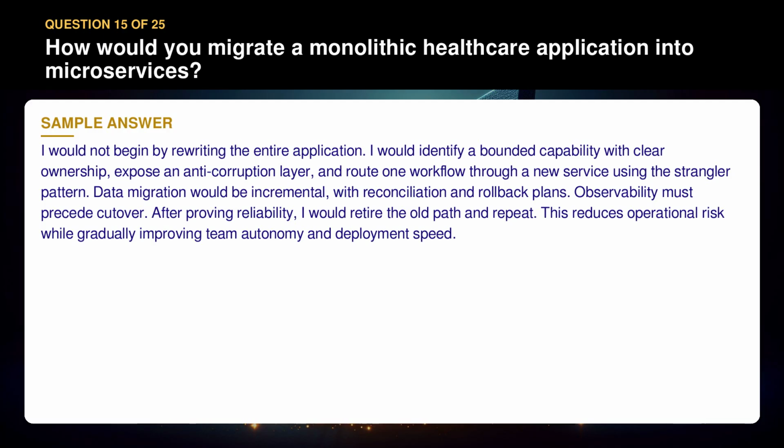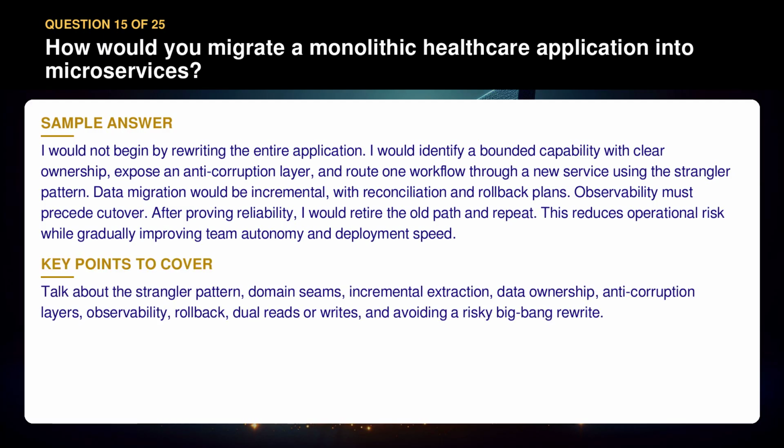After proving reliability, I would retire the old path and repeat. This reduces operational risk while gradually improving team autonomy and deployment speed. Talk about the strangler pattern, domain seams, incremental extraction, data ownership, anti-corruption layers, observability, rollback, dual reads or writes, and avoiding a risky big bang rewrite.